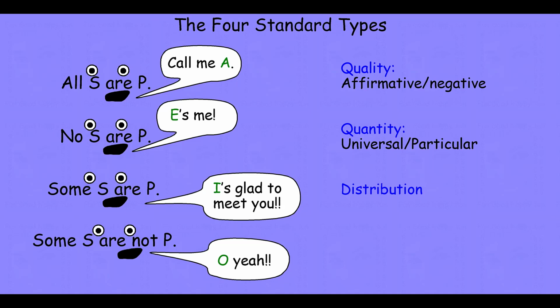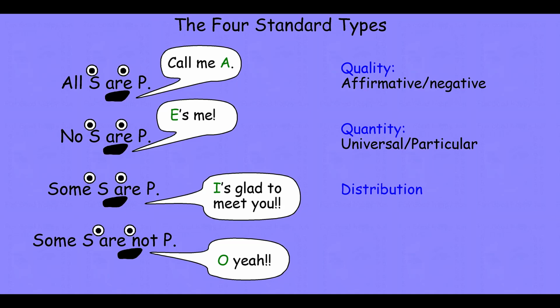Our universal negative has a universal that distributes the subject. It's a negative, so it distributes the predicate. So no birds are snakes. That says something about every bird: it's not a snake. And something about every snake: it's not a bird. Our particular affirmative distributes neither.